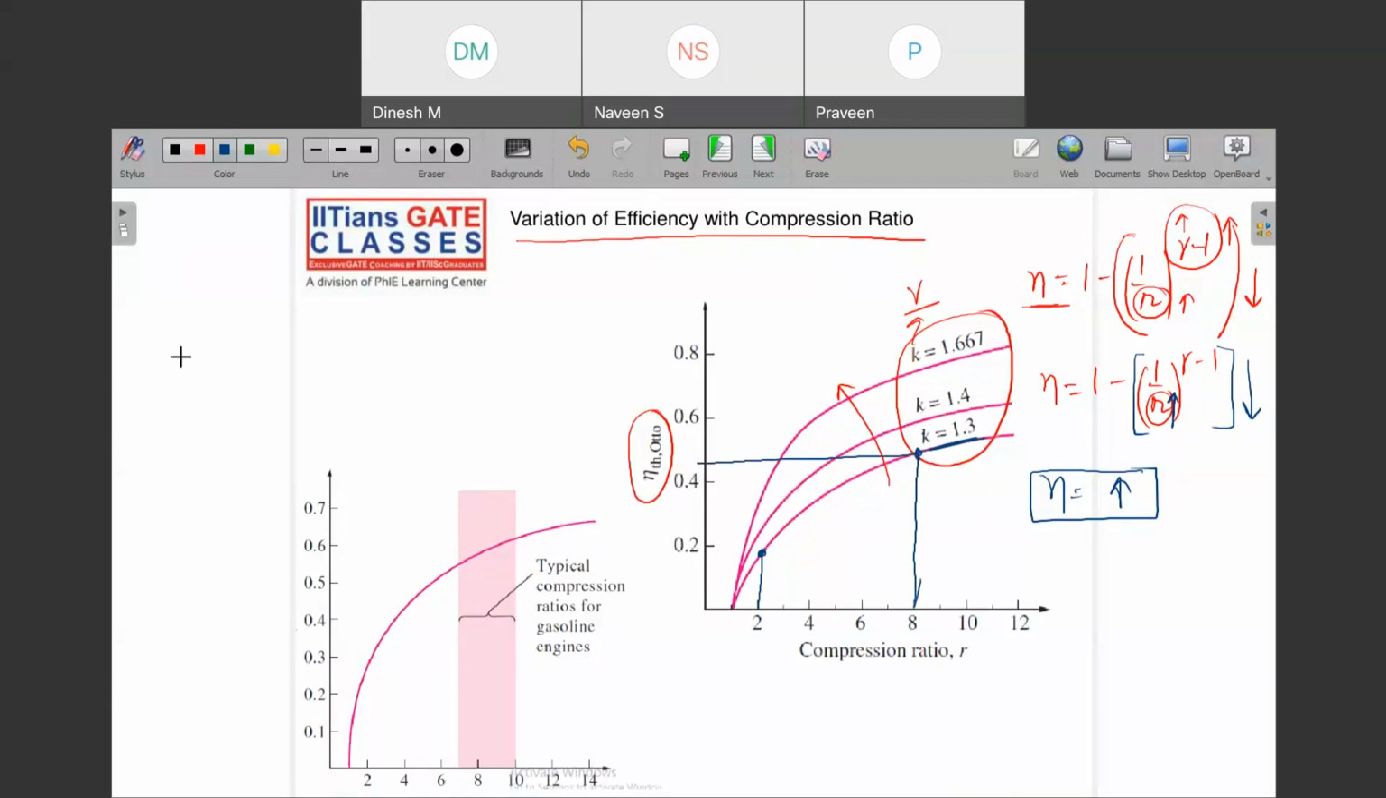So what are the conclusions? Eta increases with the increase in gamma as well as r.